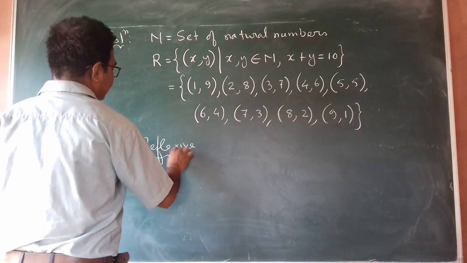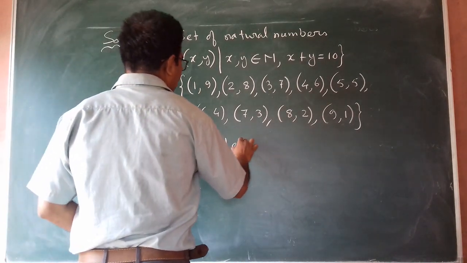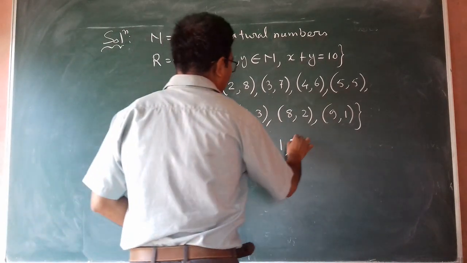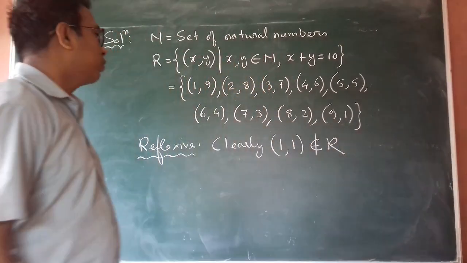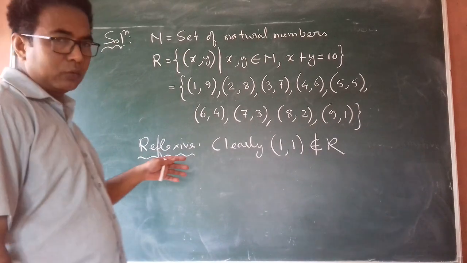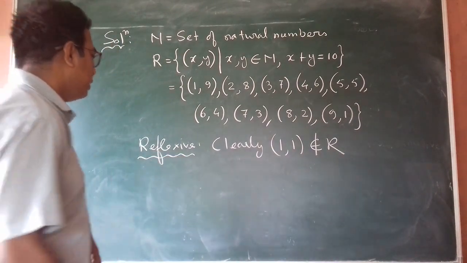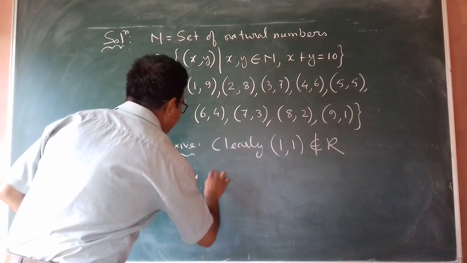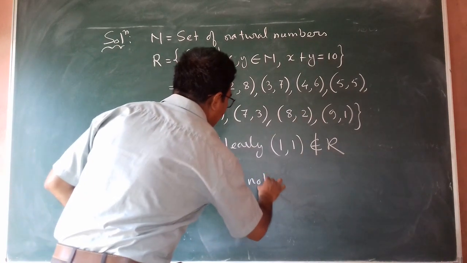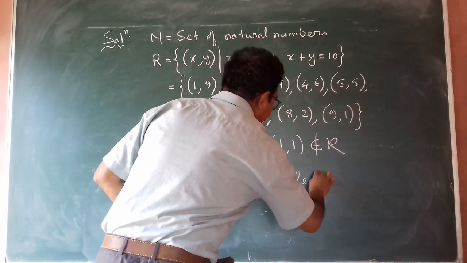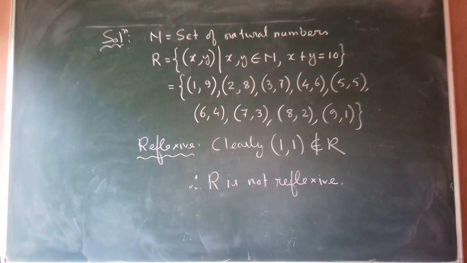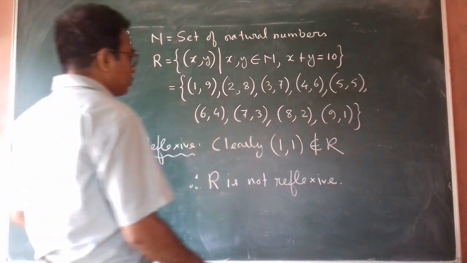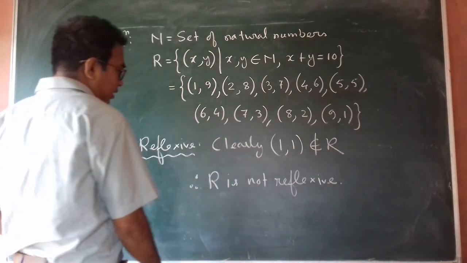Reflexive condition. Clearly (1, 1) does not belong to R. The element (1, 1) does not belong to R, (2, 2) does not belong to R. So that's why it is not reflexive. R is not reflexive because (1, 1), (2, 2), (3, 3) etc. do not belong to R.